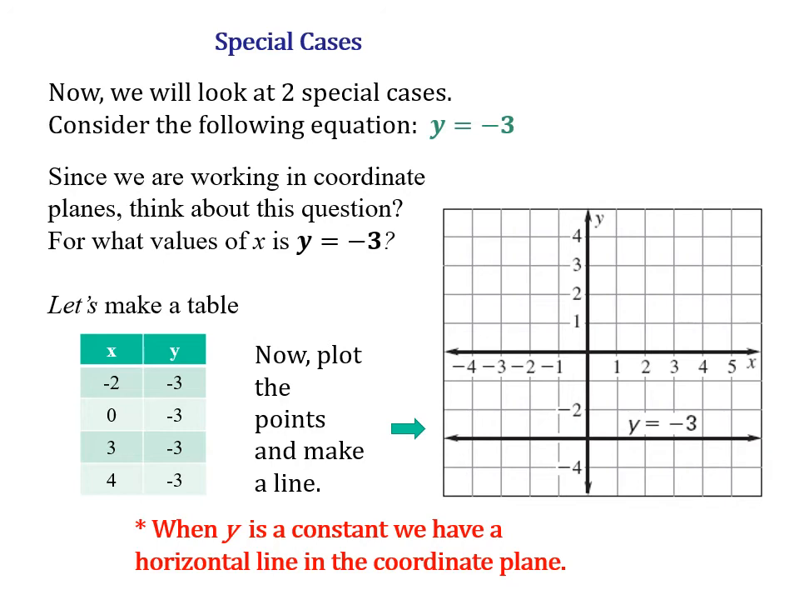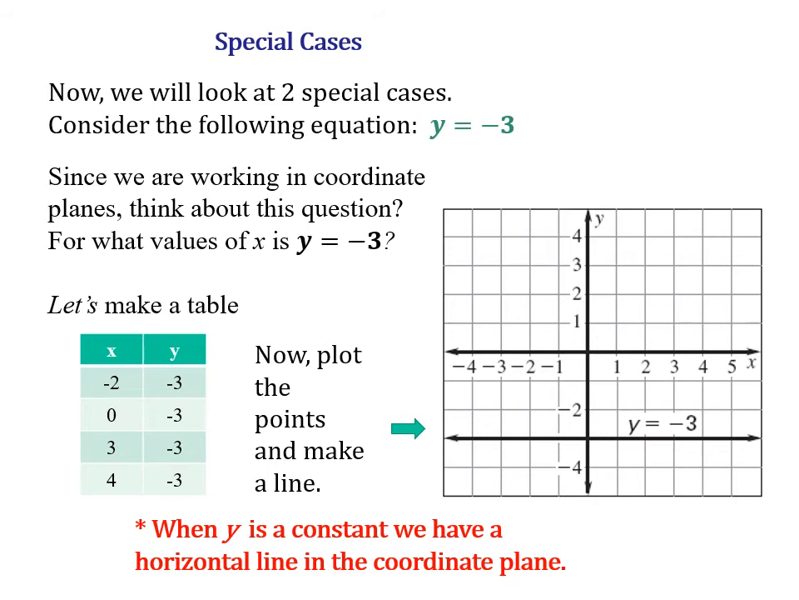Consider the following equation, y equals -3. Is it a linear equation? Well, it doesn't look like it is an equation in two variables. However, we could consider that it has a 0x. Since we are working in a coordinate plane, let's think about this question.